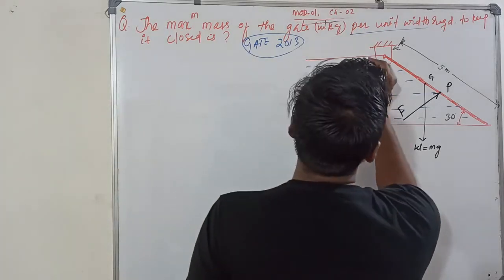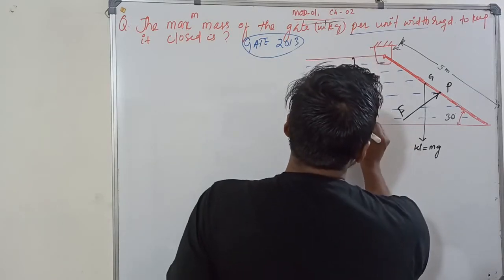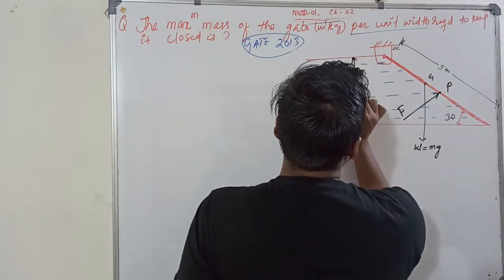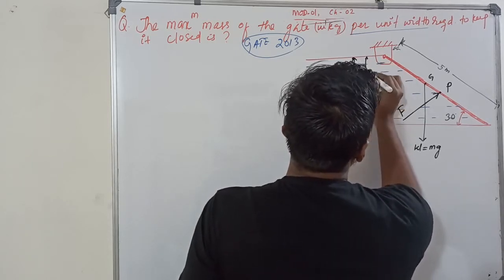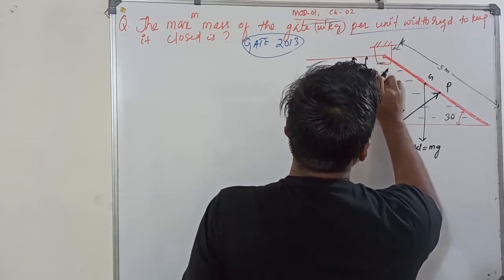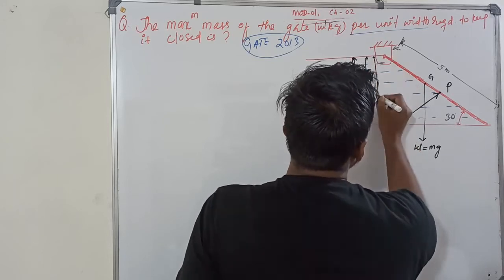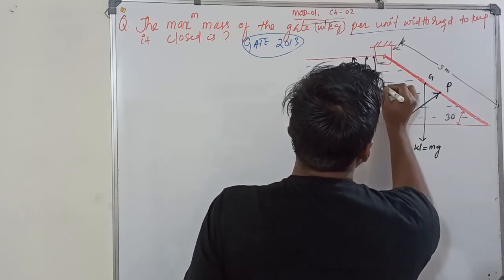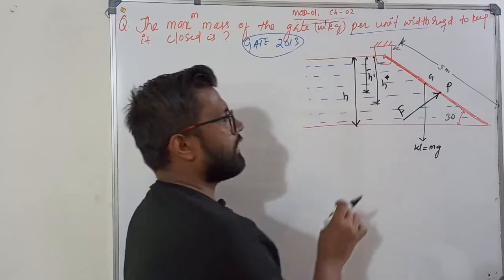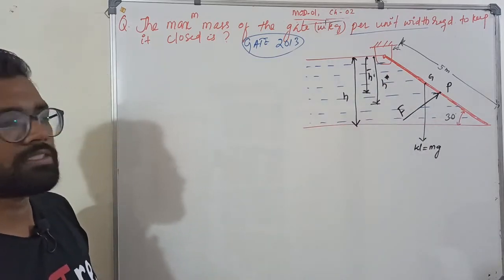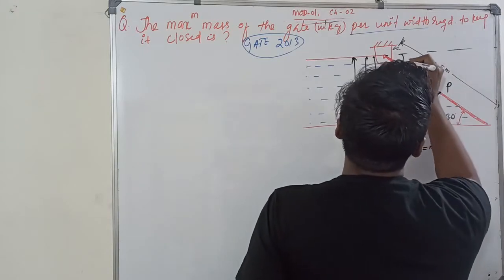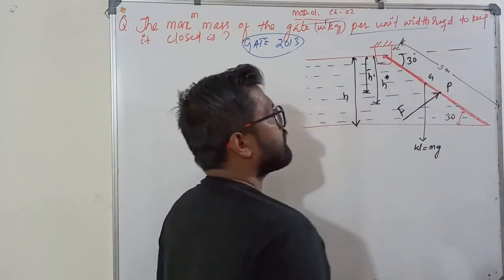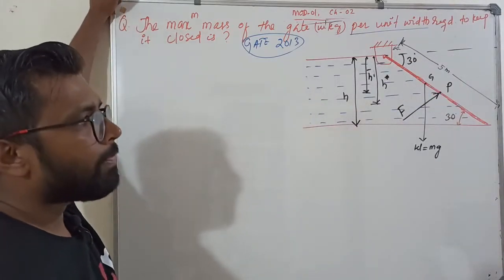So what is the vertical distance then? This is your total vertical height H. This is your H bar, and from here to the CP, the distance is your H star. The CP distance is your H star. So if this angle is 30 degree, what is this angle? This is how we have set up our numerical.